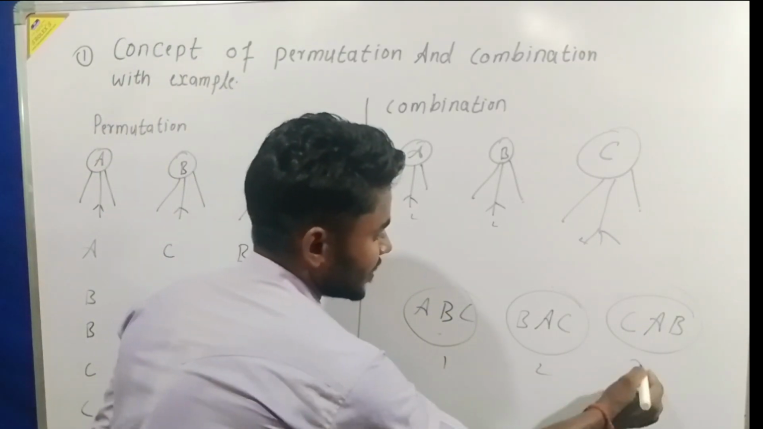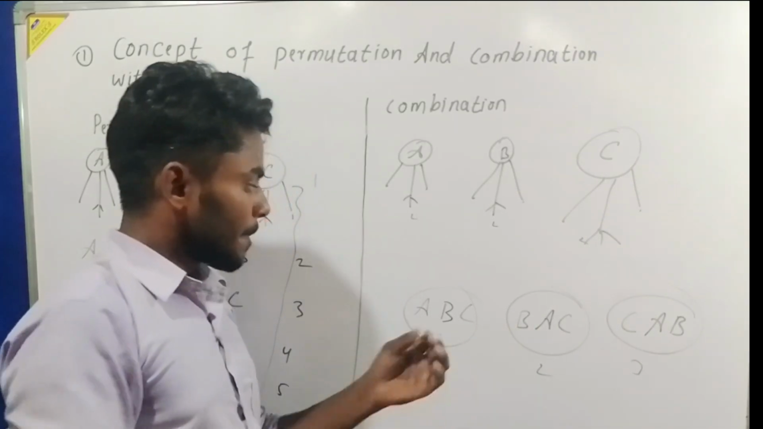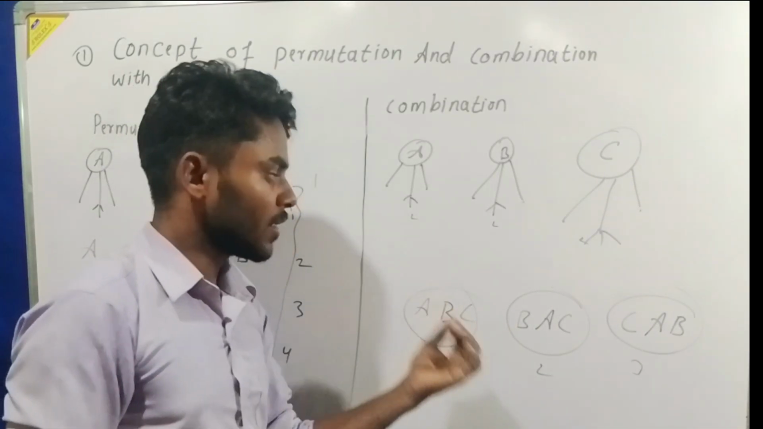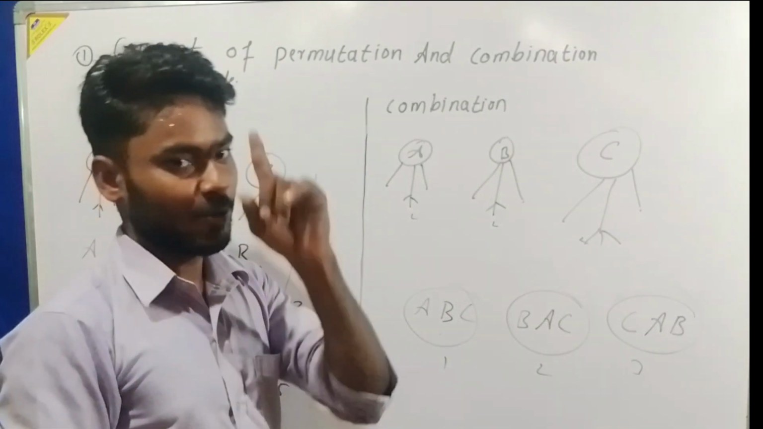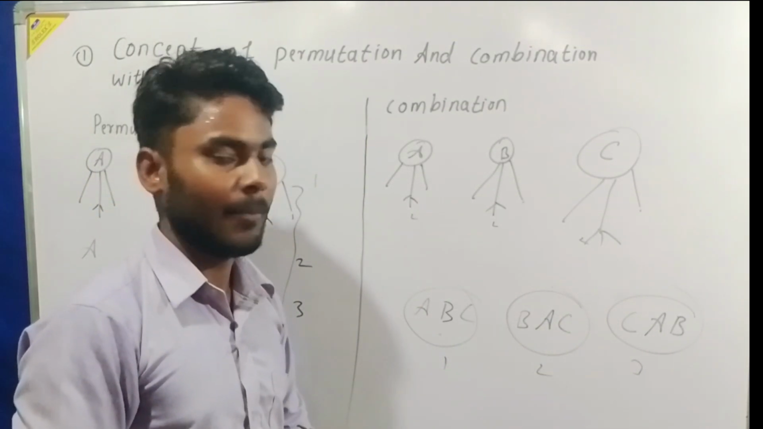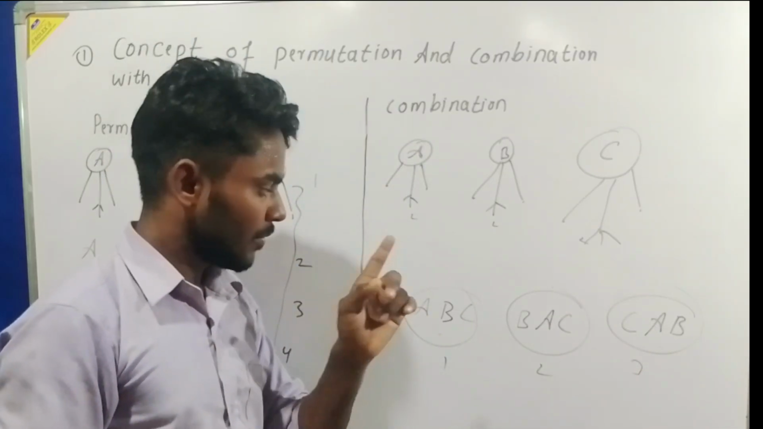Group 1, 2, 3 are the same group, because if the same people are in a group, then the group is the same. That's why all these groups are the same group. It means we can form only one group. There is no matter of order. Does order matter? No.